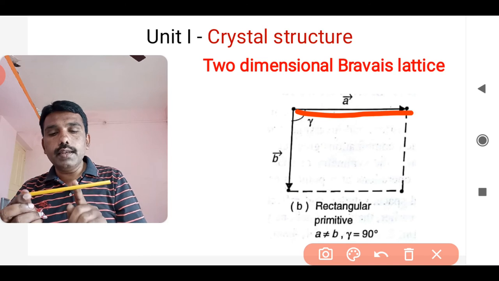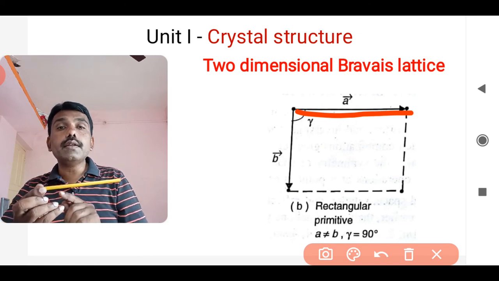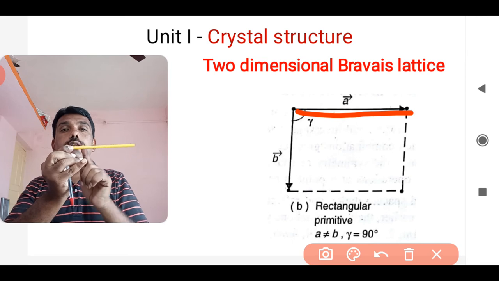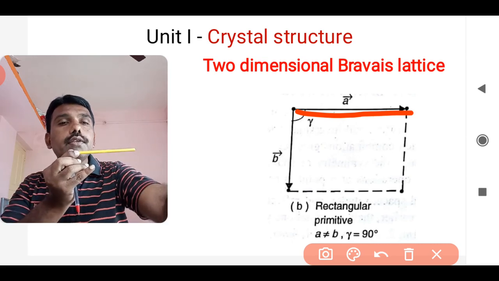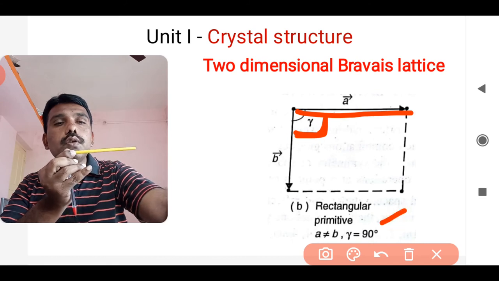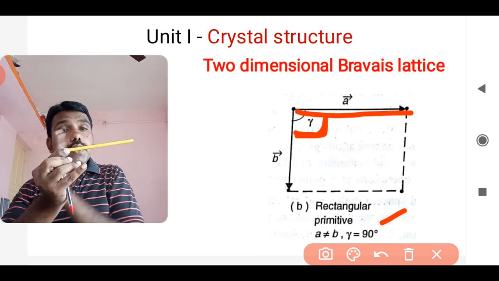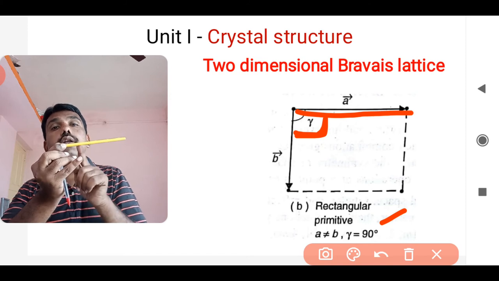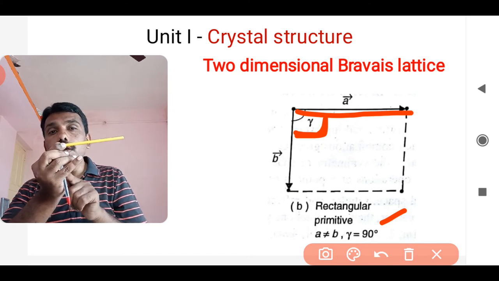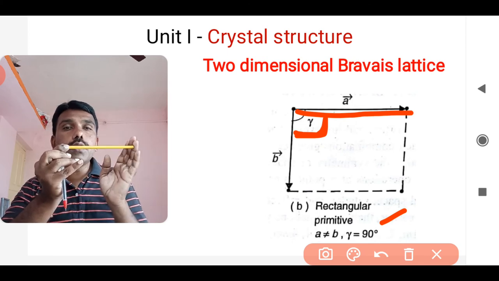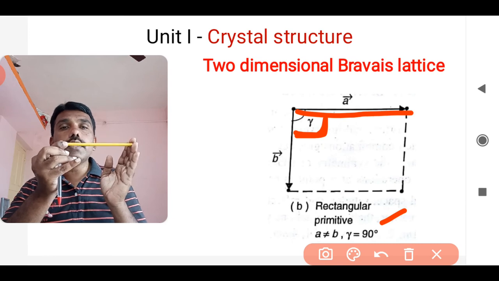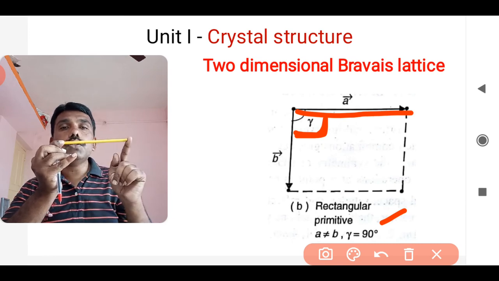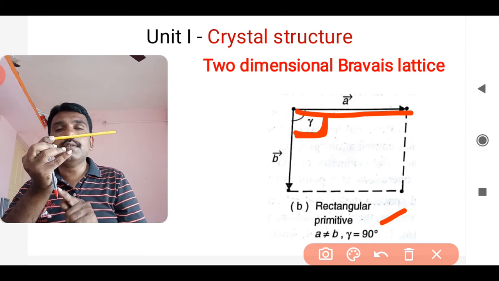In this case, again, A is not equal to B. But the important factor is that for the rectangular case, the angle between the vectors is 90 degrees, and that's why it is shown here as a 90 degree angle. In the previous oblique structure, A and B were not equal and the angle was not equal to 90 either. But here A and B are not equal vectors, yet the angle between them is 90. And very important, in this primitive rectangular case, the A vector is very long while the B vector is smaller in size.